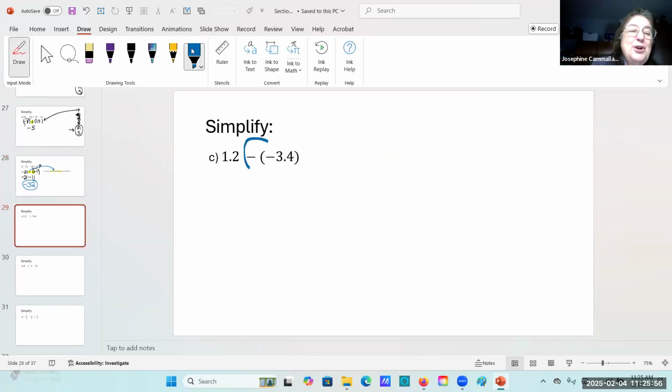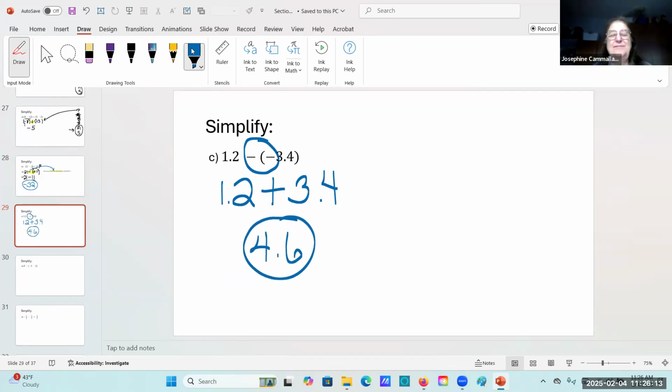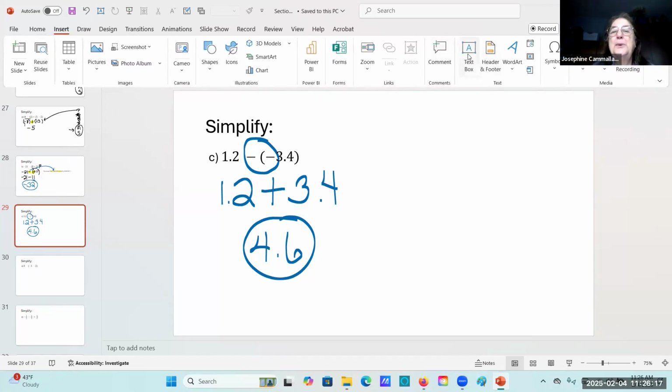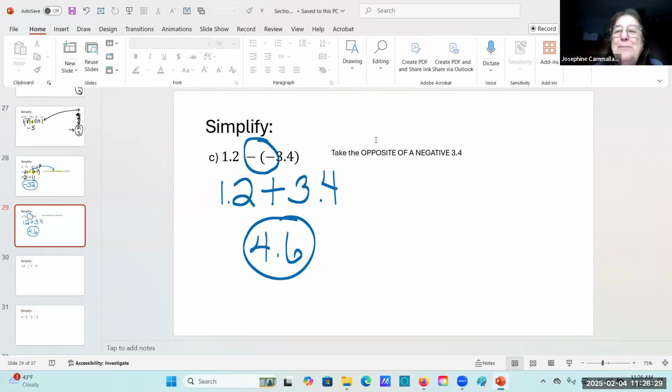Okay, here we go again. 1.2 plus 3.4, 4.6. Take the opposite of a negative 3.4. That's what it means.